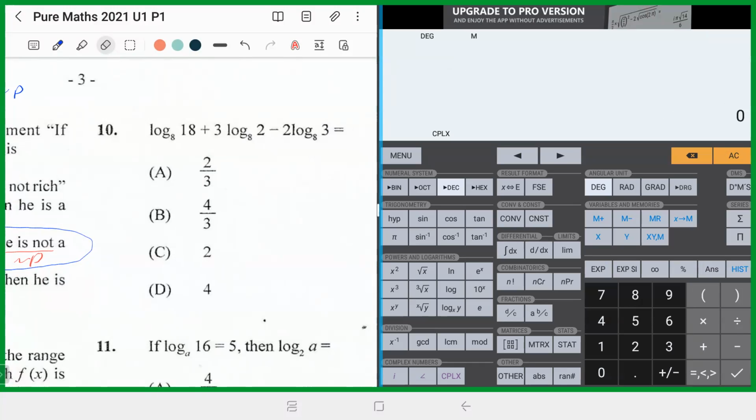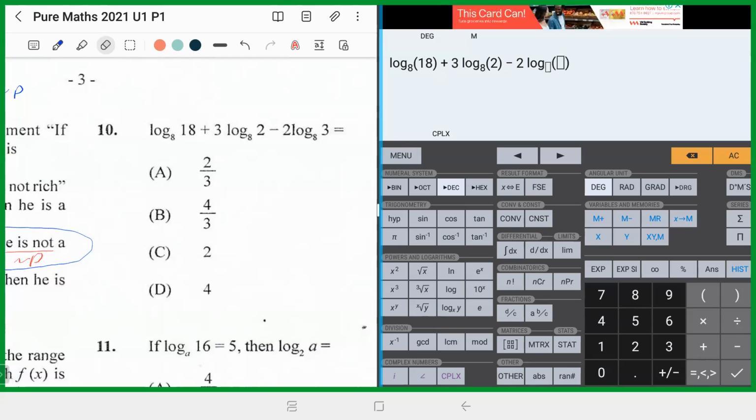Watch this now. Here's my log function, so we can put in all of them things. So base 8 of 18, plus 3 times log again, base 8, this time of 2, then I am subtracting 2 times log again, base 8 of 3. So the answer is what? 1.3, which is 4/3. That's the answer.